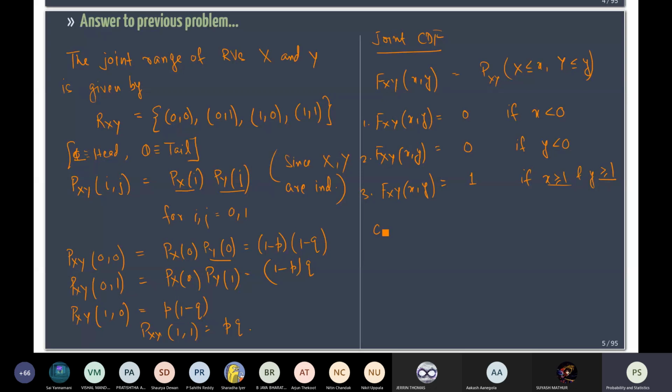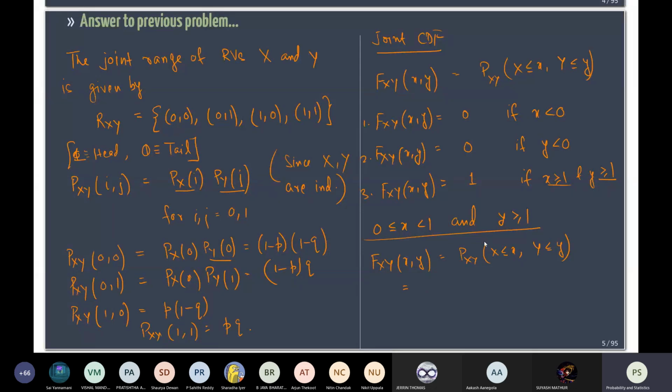For example, this case: 0 less than or equal to x less than 1, and y greater than or equal to 1. Let us see this case. What is the F_XY in this case? It's good to initially write down X less than or equal to x, Y less than or equal to y to memorize. Now x is strictly less than 1, so what is the possible value of X? Only 0 is the possible value.